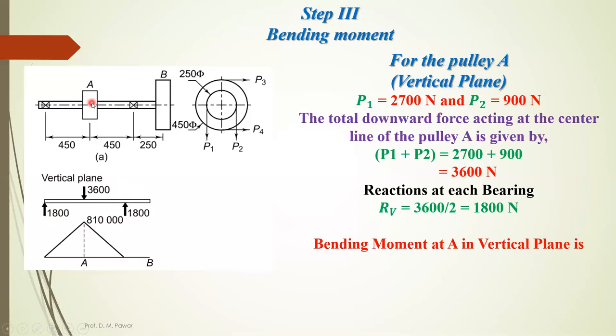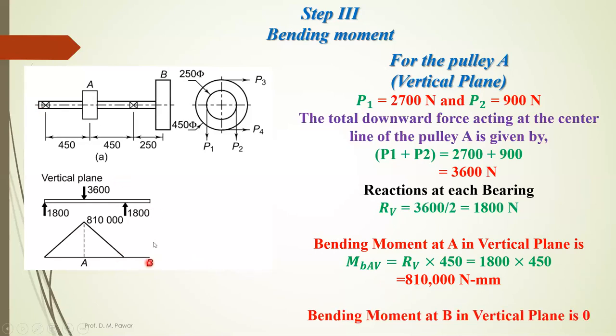So how do we find the bending moment in the vertical plane? As we get the reaction here in this diagram, 1800, that reaction multiplied by this distance will be the bending moment. You can see here RV, the reaction in the vertical plane, multiplied by 450. 450 is this distance. Ultimately, putting the value of RV here, I will get the bending moment in the vertical plane as 810,000 Newton mm. So that is the bending moment at point A in the vertical plane. The bending moment at point B in the vertical plane is 0. There is no bending moment at point B because that pulley is an overhanged pulley.